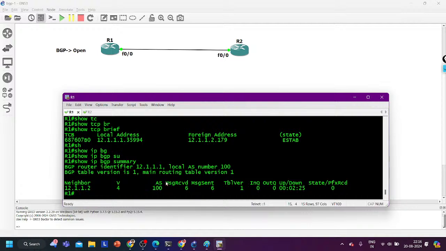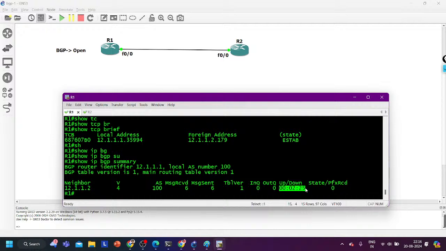How many messages has it received from the neighbor? 6. How many messages has it sent to the neighbor? Messages sent, 6. How many prefixes has it received from the neighbor? 0. Till when is the neighbor up? This time.